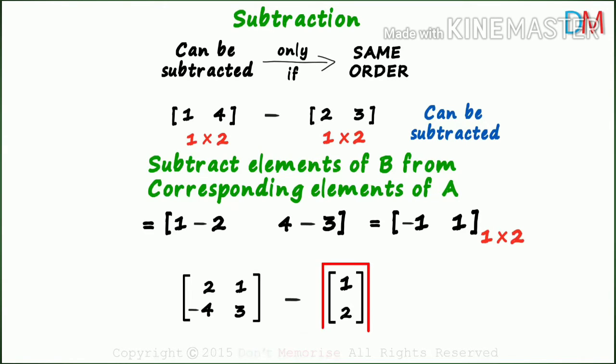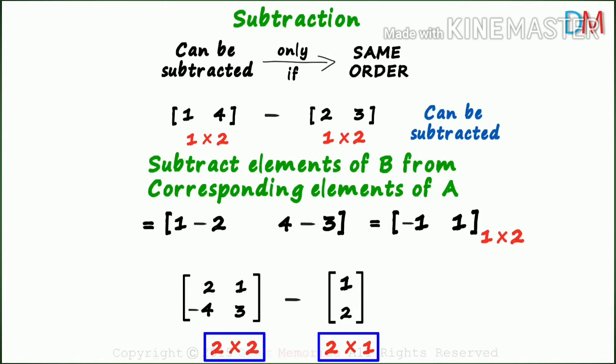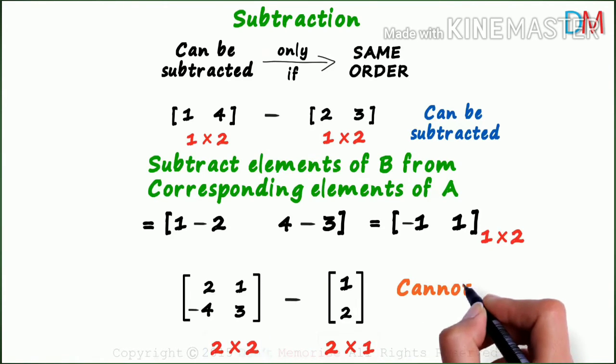To know if this matrix can be subtracted from this one, we first need to find the orders of each. The first matrix has 2 rows and 2 columns. Its order will be 2 by 2. And the second matrix has 2 rows and 1 column. Order will be 2 by 1. The orders are not the same, which means they cannot be subtracted.